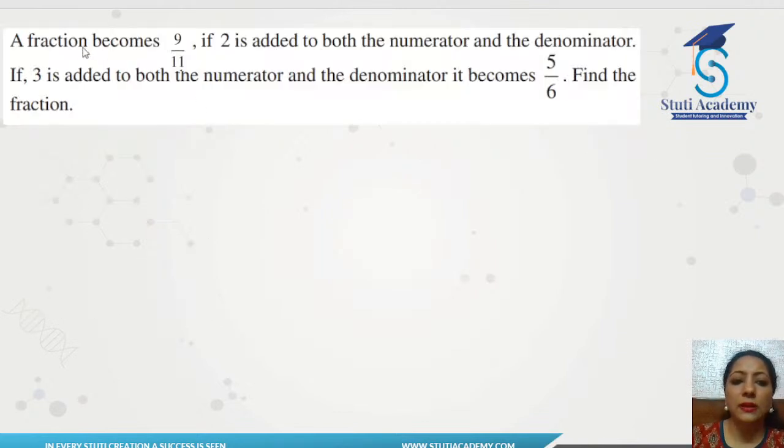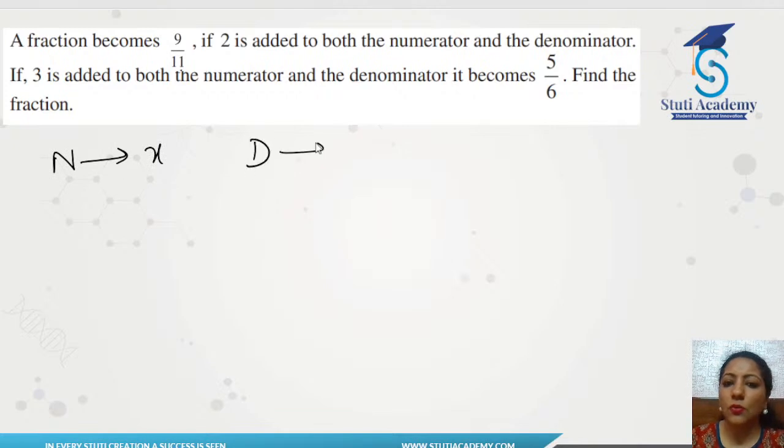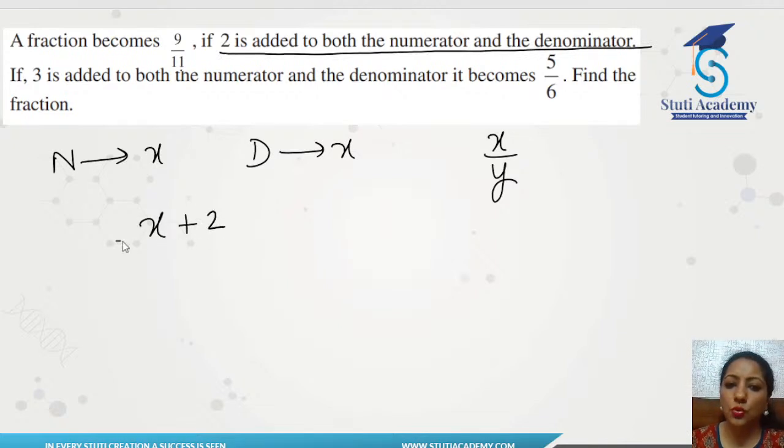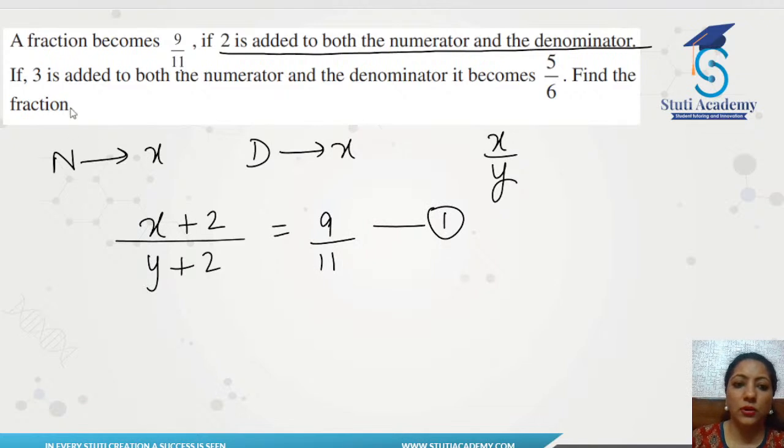Now let us do the last question here. That's related to fractions. Now for a fraction we know there is a numerator and there is a denominator. So a fraction becomes 9 upon 11 if 2 is added to both numerator and denominator. We don't know the numerator and denominator. Let's take the numerator to be x and the denominator as y. So the fraction will become x upon y. It's given in the question that if we add 2 to both numerator and denominator, that means x plus 2 upon y plus 2, then the fraction will become 9 upon 11. That's the first equation which we have got.